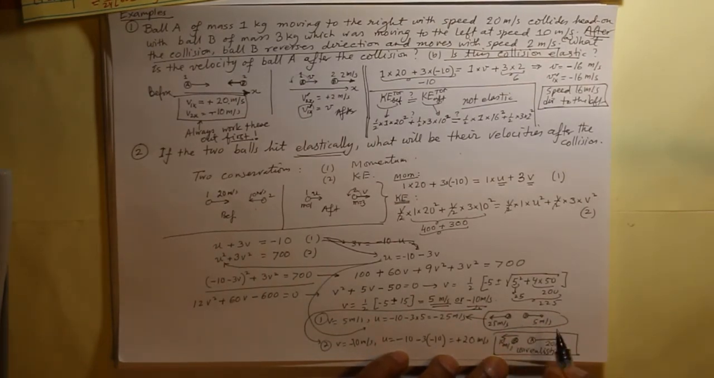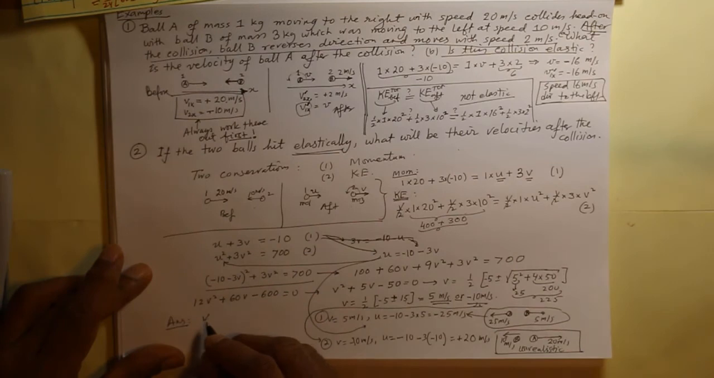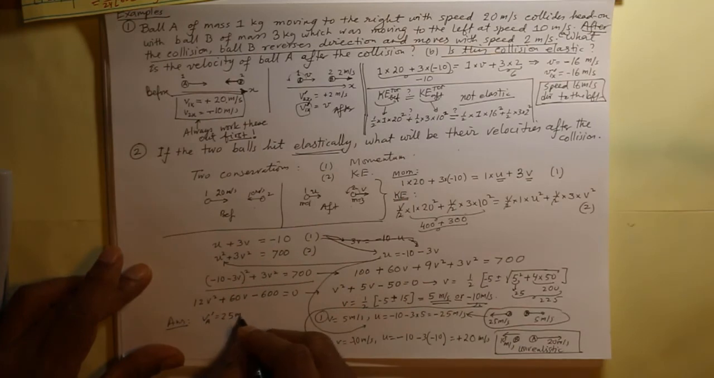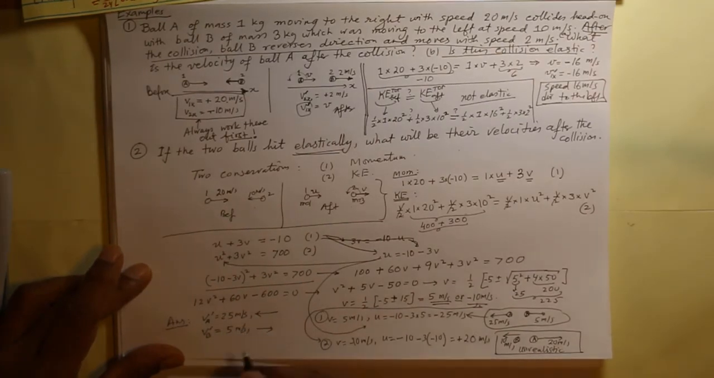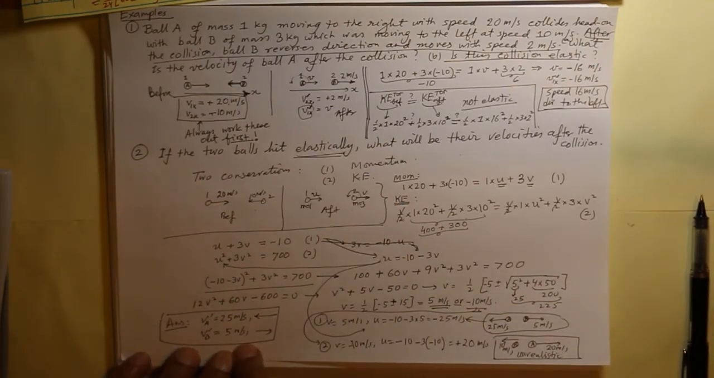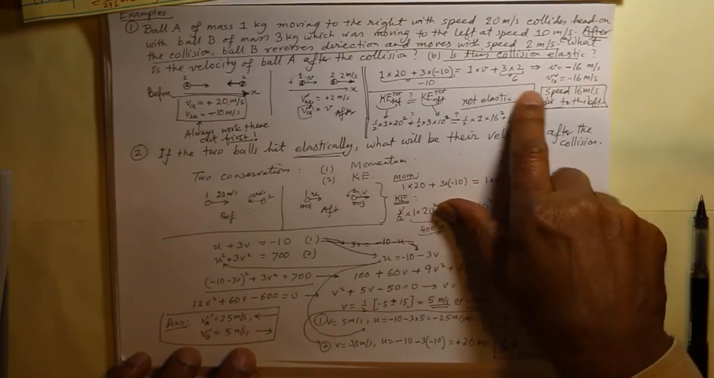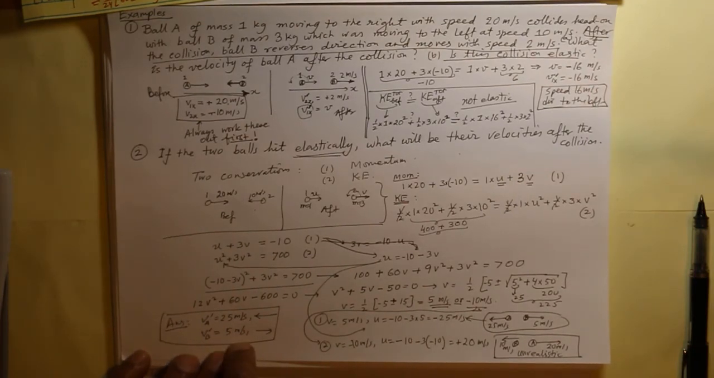So it will seem that B should return back. So the answer I would get is VA prime is 25 meters per second and it returns. VB prime is 5 meters per second and it reverses direction. So that's if it was elastic. We already know if it's not elastic, then there is a situation in which this is not 5 but 2 meters per second.